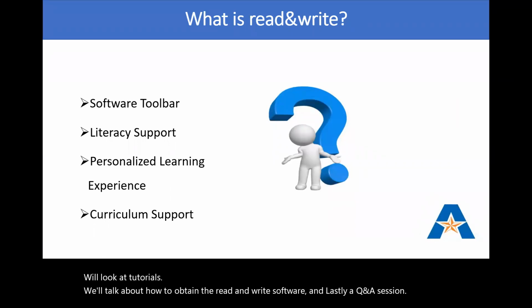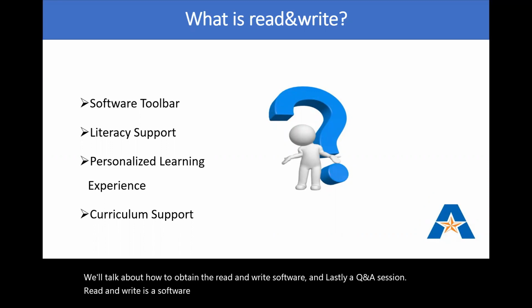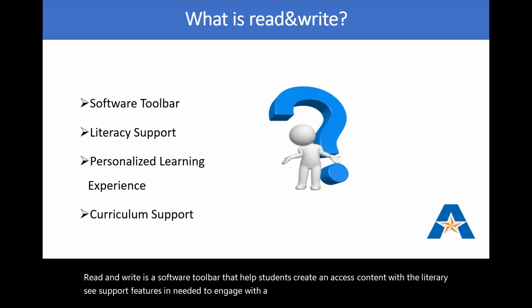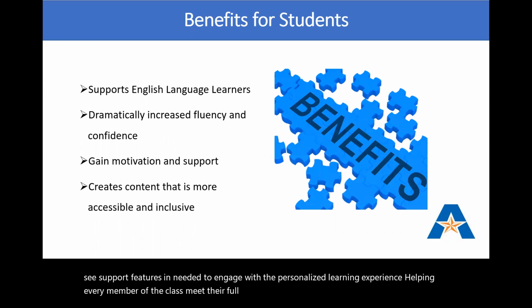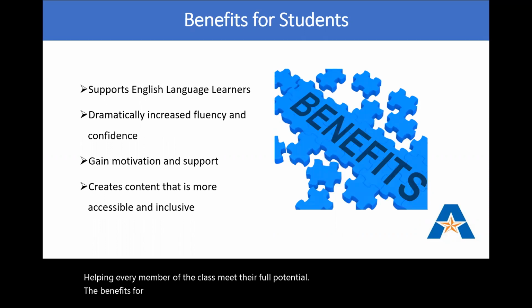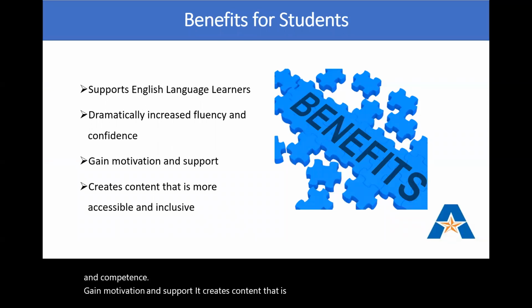Read and Write is a software toolbar that helps students create and access content with the literacy support features needed to engage with a personalized learning experience, helping every member of the class meet their full potential. The benefits for students are that it supports English language learners, dramatically influences fluency and confidence, and provides motivation and support. It creates content that is more accessible and inclusive.